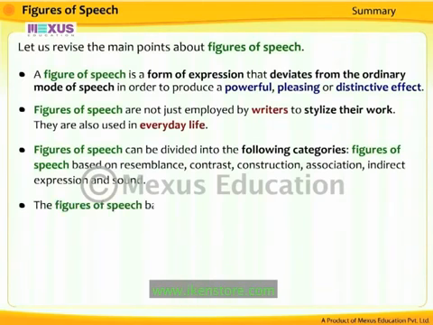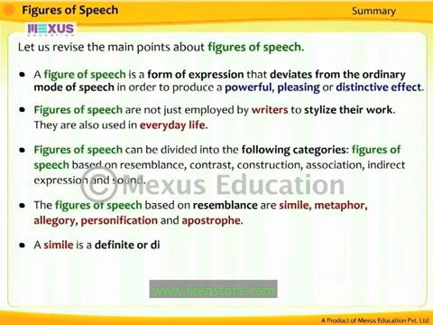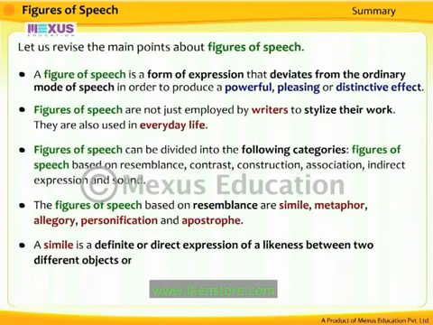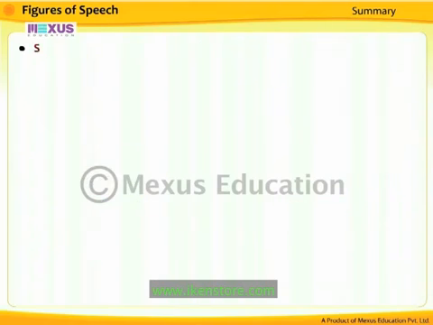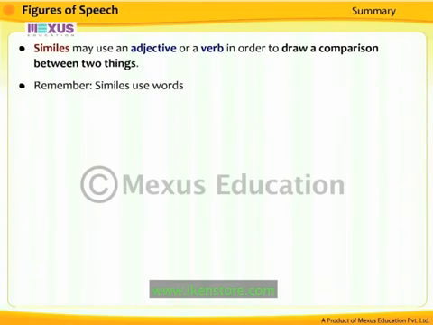The figures of speech based on resemblance are simile, metaphor, allegory, personification, and apostrophe. A simile is a definite or direct expression of a likeness between two different objects or events. Similes may use an adjective or a verb in order to draw a comparison between two things. Remember, similes use words such as like and as in order to make comparisons.